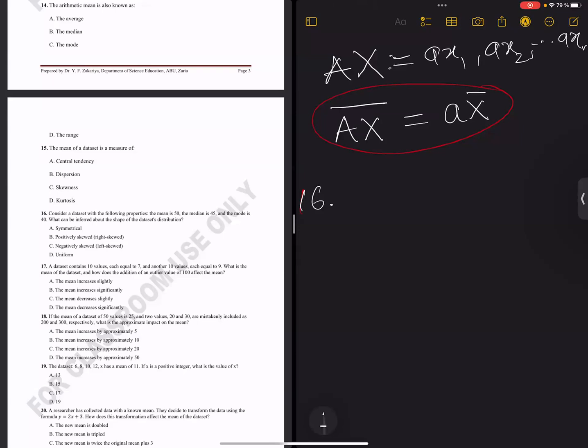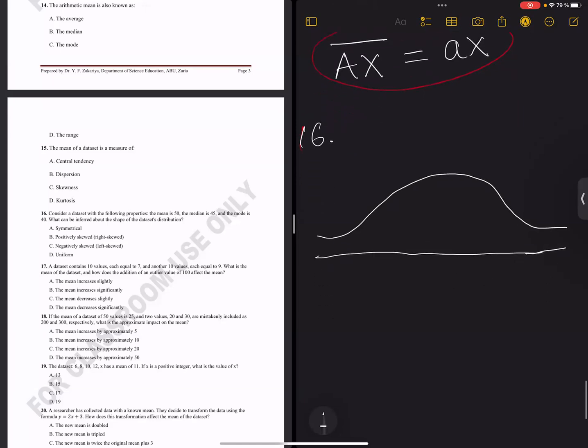You see, for distribution, you can have it to be normal. A normal distribution is bell-shaped. A bell shape like this. This is a bell shape. In a bell shape, the mean, the median, and the mode are equal. Mean is equal to median and is equal to mode.